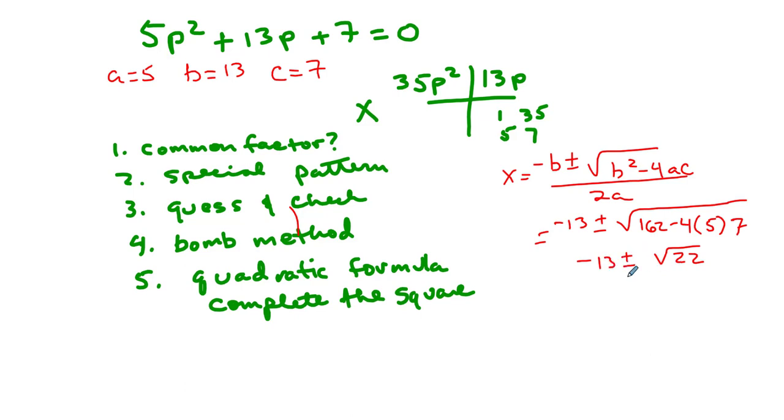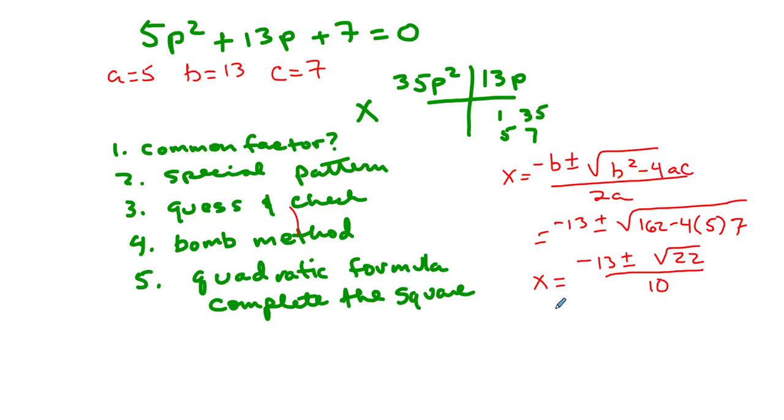I left the 2a part out of the one above it. And 2 times a is going to be 10. So x is equal to minus 13 plus the square root of 22 divided by 10. And x is equal to minus 13 minus the square root of 22 over 10.